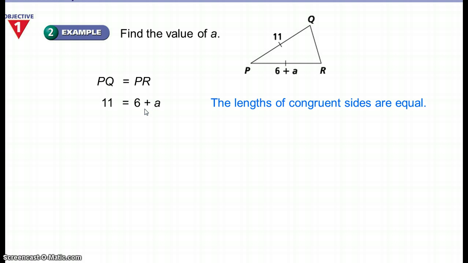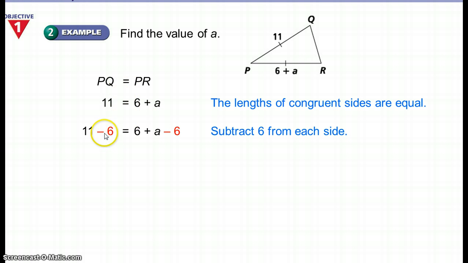So again, we're looking for our variable here, which in this case is going to be a, and we need to isolate a. So we have to get rid of this plus 6. So I have a positive 6 here that I want to get rid of. So thinking inverse operations, the opposite of a positive 6 is a negative 6. So I'm going to take 6 away from each side of the equal sign.